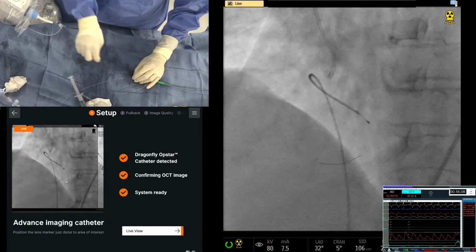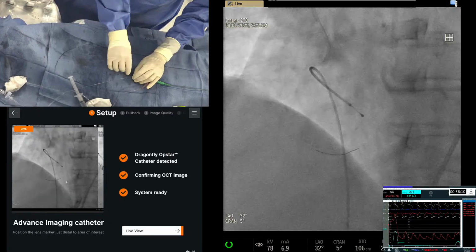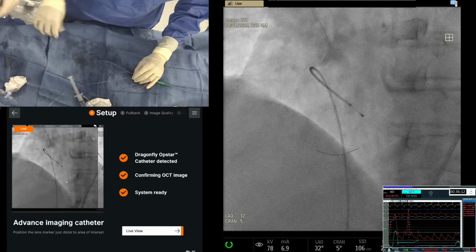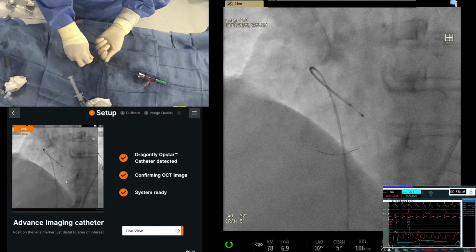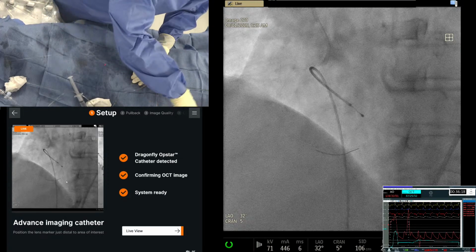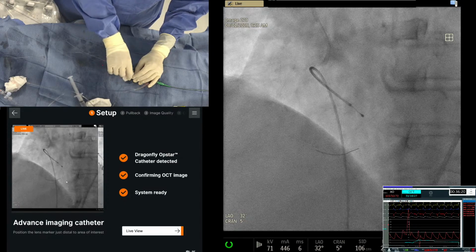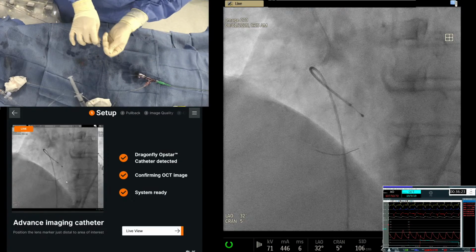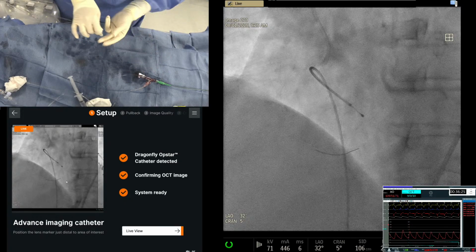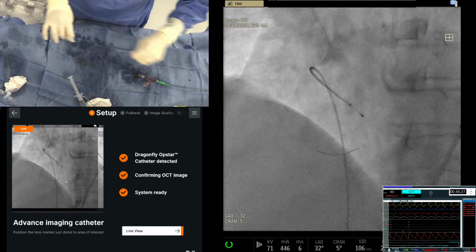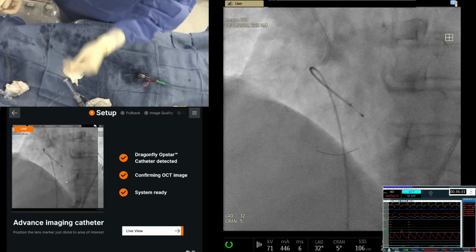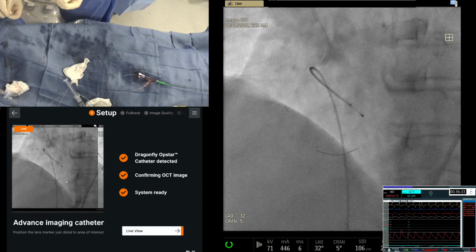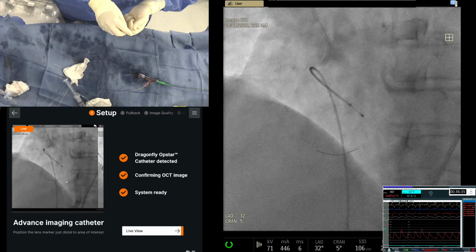The other thing is we do first round of rota followed by then imaging, and this has happened multiple times because that is what our algorithm says. Now this could be the reason, remember I was saying, should we have changed to extra support wire? This is a case that we could have decided on an extra support wire. Okay, so we'll try the run through wire. If it does not cross, then we do rotational atherectomy and then OCT. Yeah, I think that would have been reasonable.